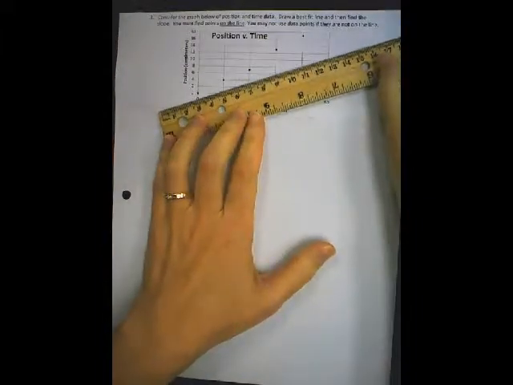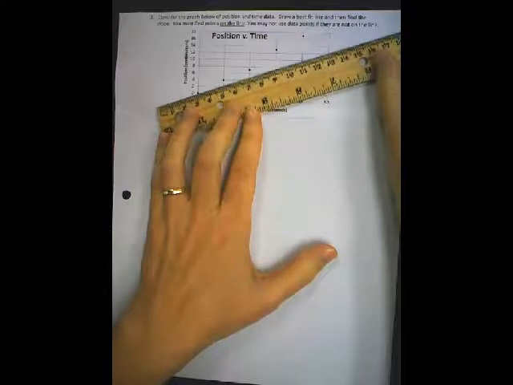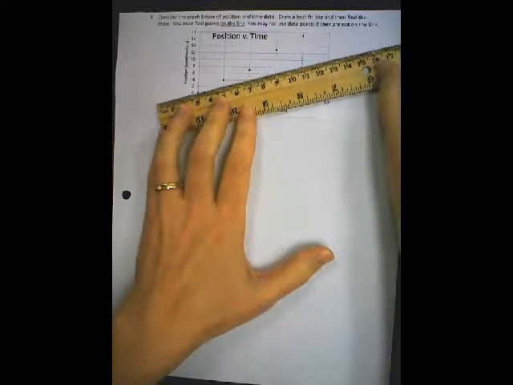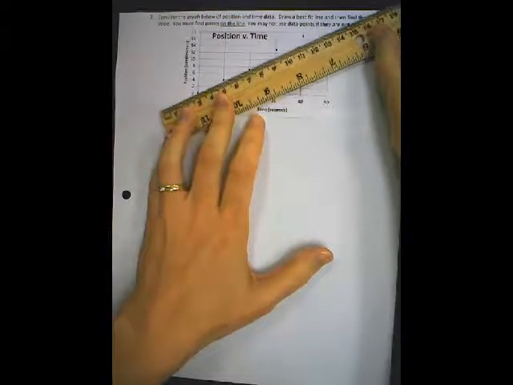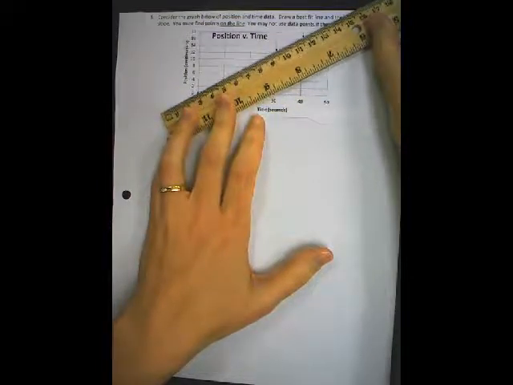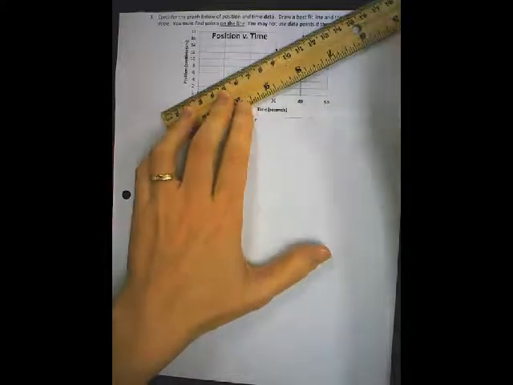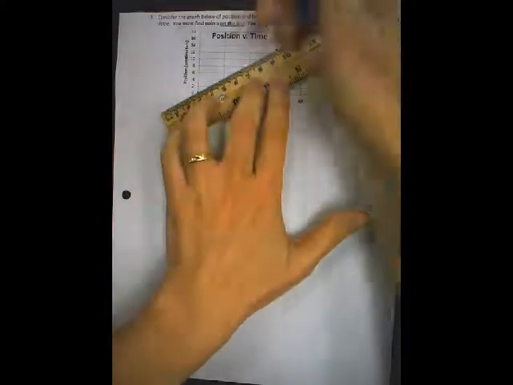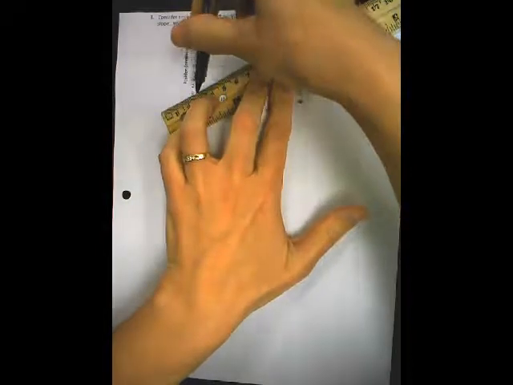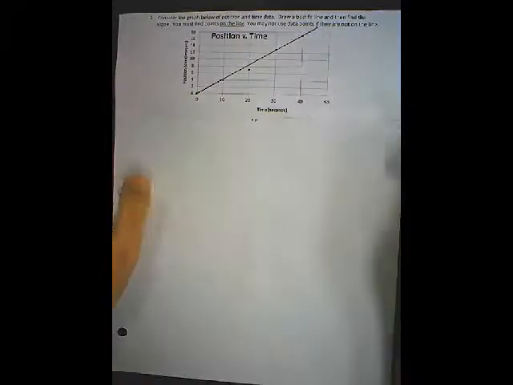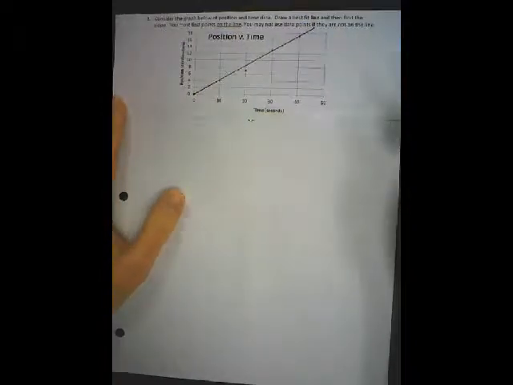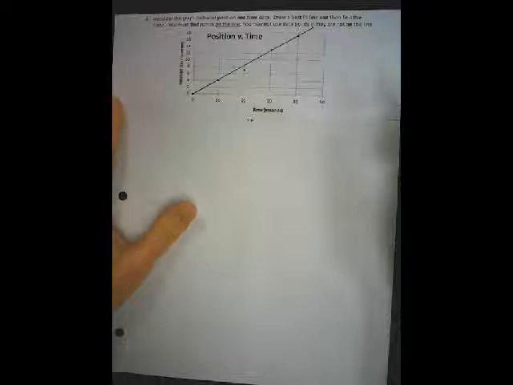So I'm going to put one edge of my ruler on the 0, 0, and then pivot so that the edge of my ruler looks like it's going through or near all of the points of my graph here. And then I'm going to draw a line. This is not a super mathematical way of drawing a best fit line, but it does give us at least an estimate.